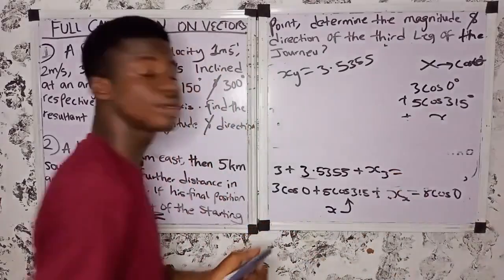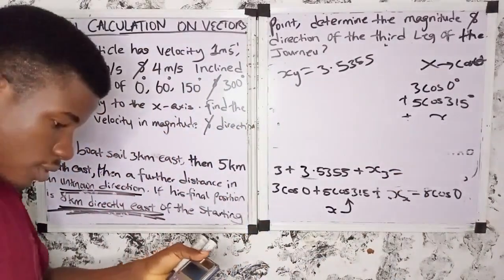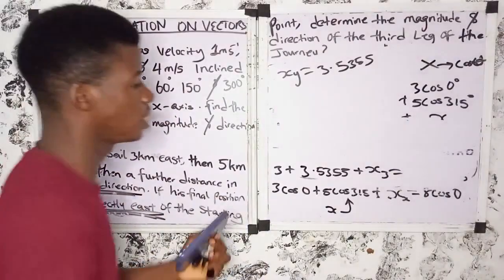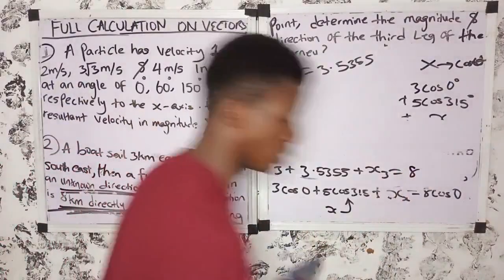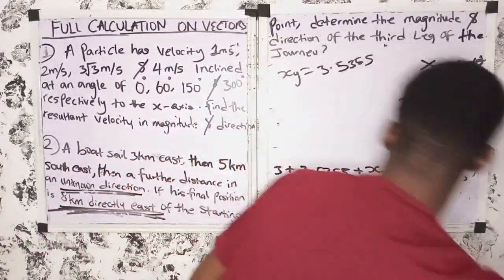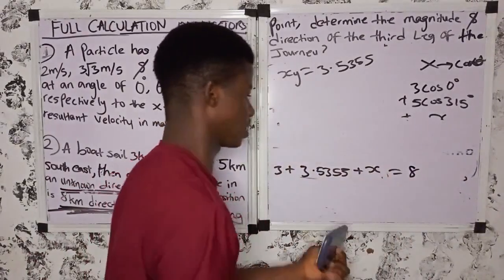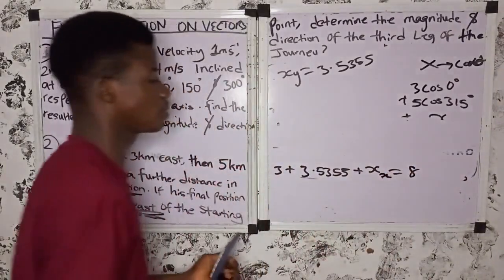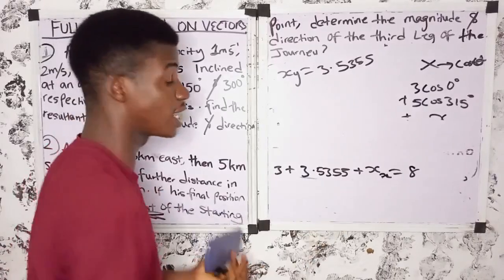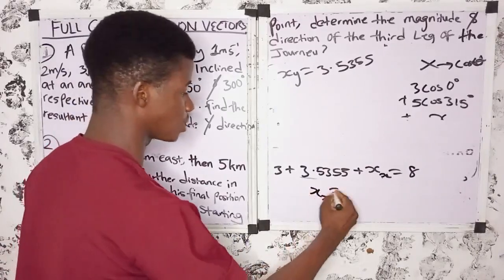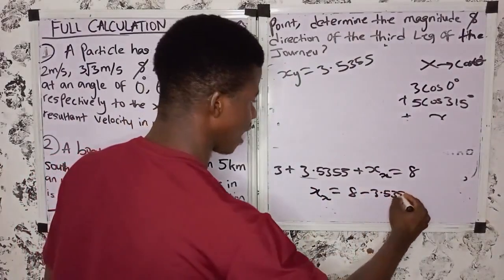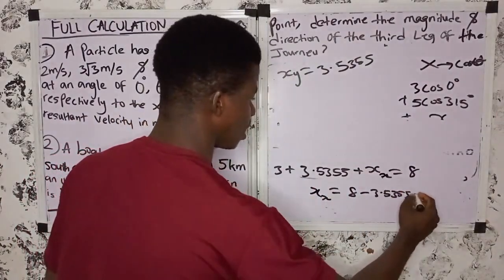Now equals to 8 cos 0. Let's check. 8 cos 0 is 8, okay? So 8. Alright, so let's add everything. This is x, okay? Let's subscript s. So if we add everything, we are looking for sy, sx, right? So to look for sx, it can be equal to 8. This one will come here minus 3.5355. Then this one will come here.